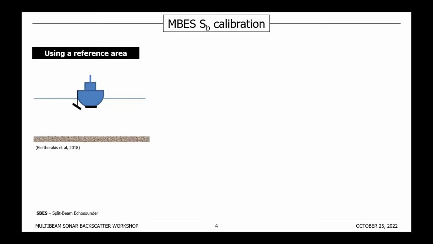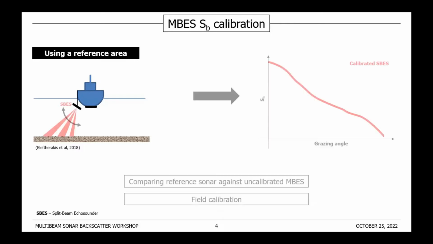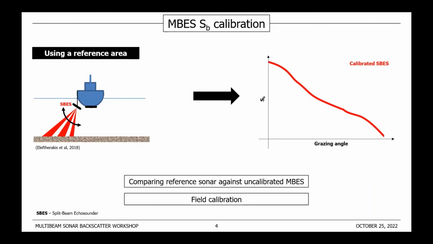So Rita, I think, has gone through this already, but one way of calibrating the system is using a reference area with isotropic and homogeneous backscatter. For instance, we can use a pre-calibrated sonar, such as a split beam echo sounder, to get a reference angular response curve, or ARC, and then we just compare it with an uncalibrated ARC that we get from our uncalibrated system. Then we compare these two ARCs, and we are able to calibrate our initially uncalibrated multibeam.